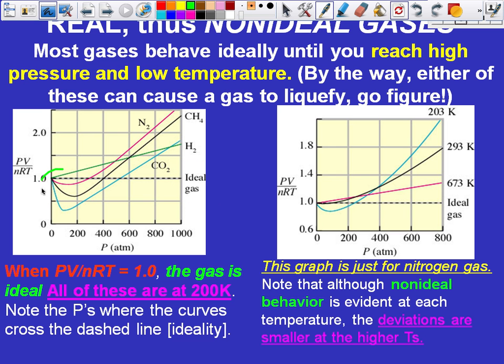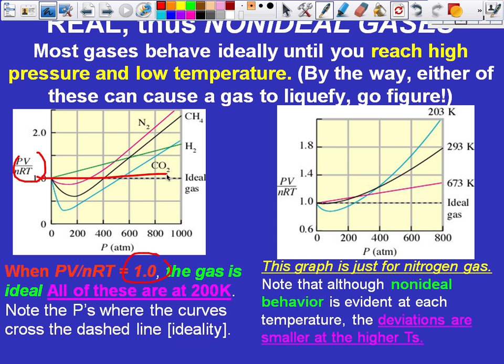So from the beginning, at no pressure, everything's pretty ideal, right? Notice that one more time: at no pressure, everything is pretty ideal. But as you increase pressure, everything seems to get farther and farther away from ideal. Now, when PV/nRT is equal to 1, the gases are ideal. Notice what it said: when PV/nRT is equal to 1, the gases are ideal. Because all of these are at 200 Kelvin.